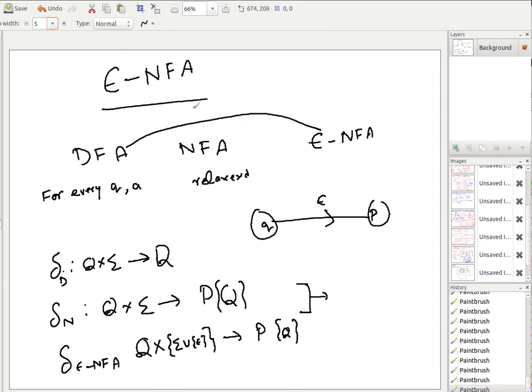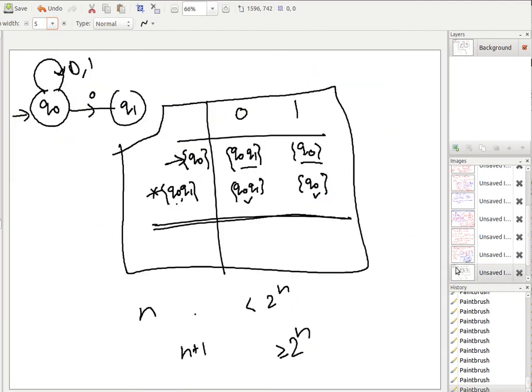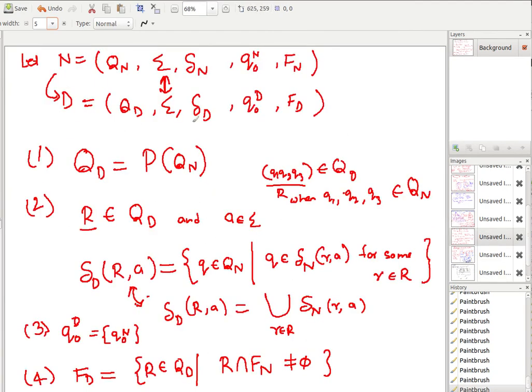Again, how to convert from ENFA to NFA or ENFA to DFA? There are algorithms given in the book. It is very similar to the algorithm that we have just studied here. So I'm asking you to go through that and try understanding how we can construct it. We might quickly revisit it in the next class, but then we will move on to the next concept, right?